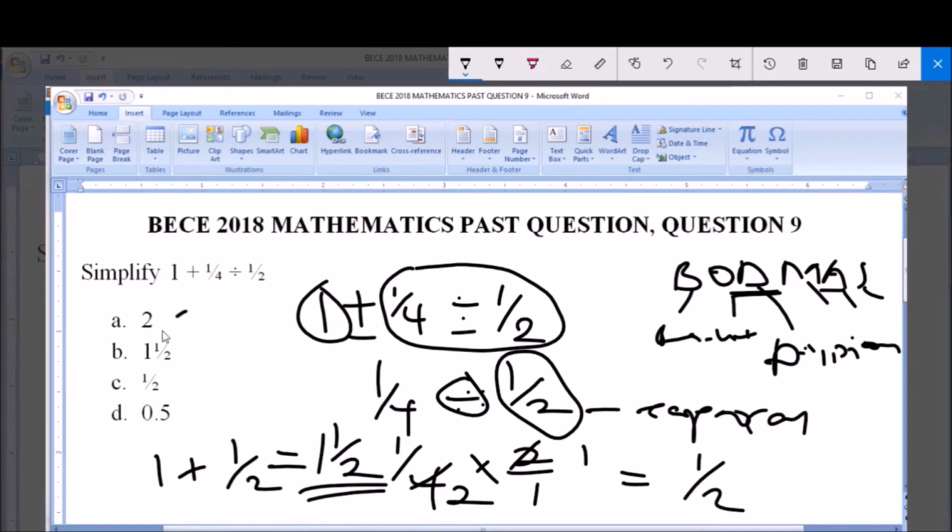Option A here says 2, it's wrong. B says 1 whole number, 1 over 2, which is correct. C says 1 over 2, it is wrong. And D says 0.5, it is wrong. So our answer to this question is B. Option B is the correct answer. 1 whole number, 1 over 2.